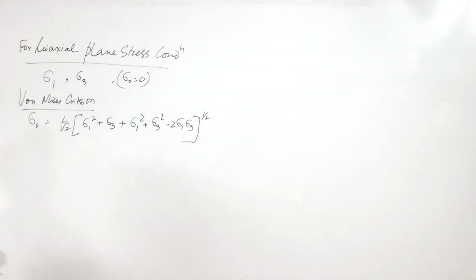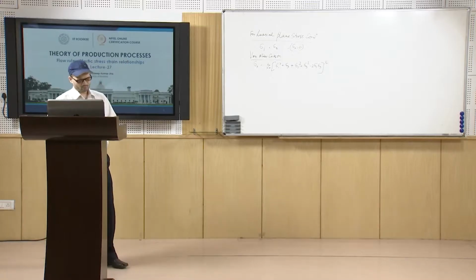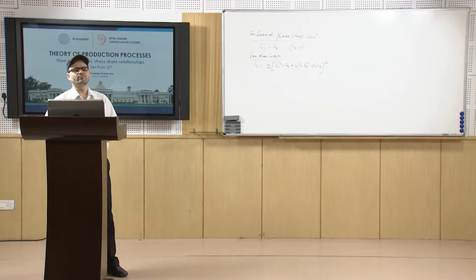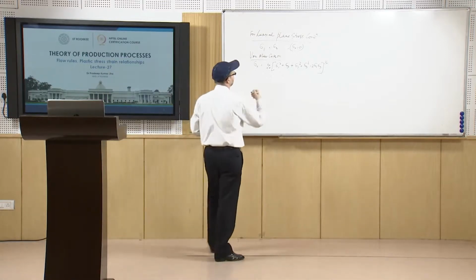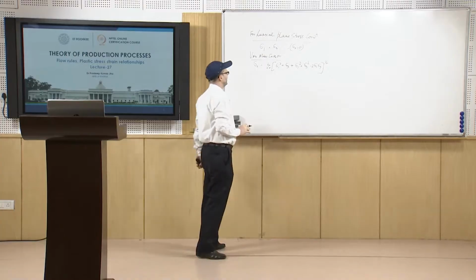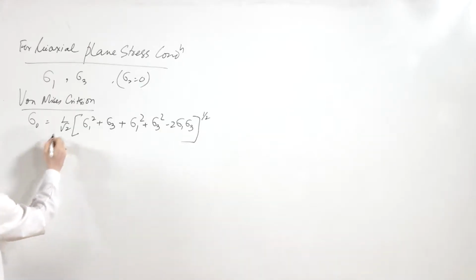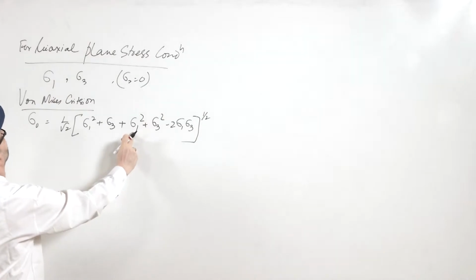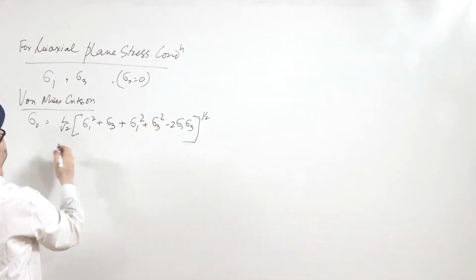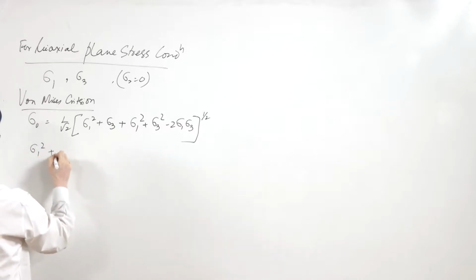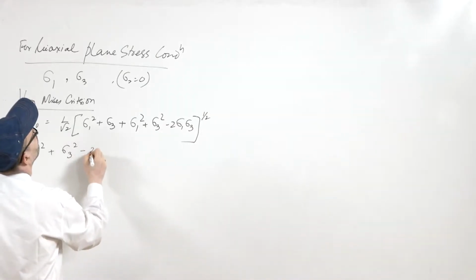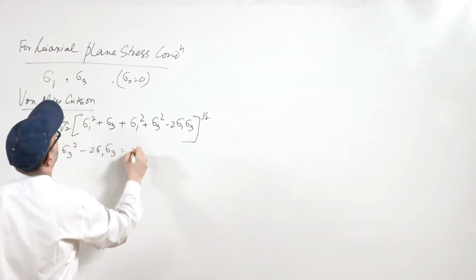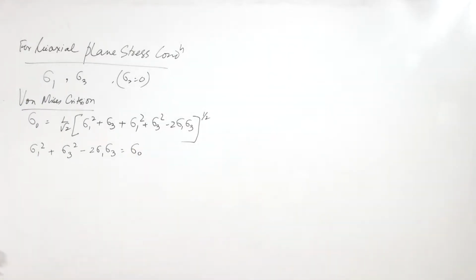So, this is the formula which we use in the case of the von Mises criteria. Now, if you take the squares on both sides, the 2 will be cancelled here. So, you will have 2 sigma 1 square plus 2 sigma 3 square, so it will be sigma 1 square plus sigma 3 square minus sigma 1 sigma 3, equal to sigma naught square. That is what you get in this case.